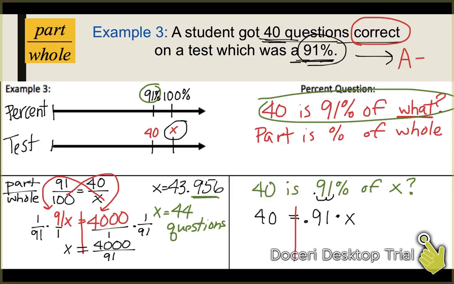And I want to get x by itself, so I'm going to draw a line down the equal sign, and I'm going to use the multiplicative inverse of 0.91, which is actually 1 over 0.91, okay? So in this case, multiplicative inverses actually can have a decimal. So we're going to multiply 1 over 0.91 on each side. So this gives me 40 divided by 0.91 is equal to x.